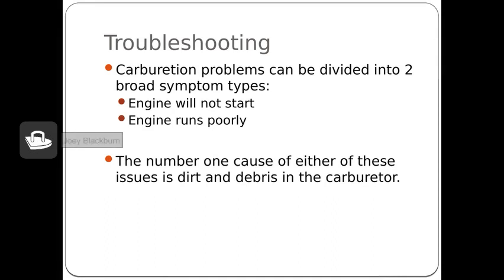So if we've checked those few easy, so to speak, things, and we still can't figure it out, then it might be time to maybe take our carburetor off, maybe clean it, tear into things a little bit further. But we need to think about what's going on. And so we have two really broad symptom types. We either have an engine that won't start or an engine that runs poorly. And it's hard to tell which one is worse or more frustrating.